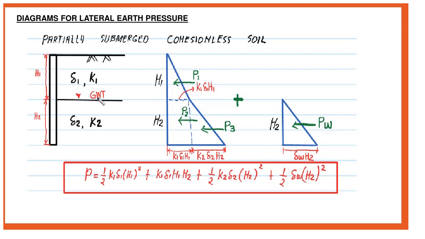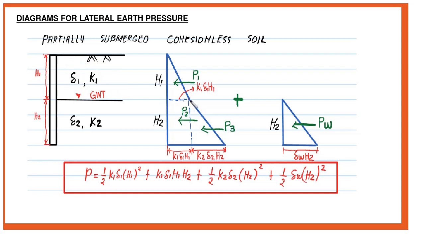So, yung ating pressure distribution diagram dito is that if we have here at the surface, 0. And as our depth increases, magkakaroon na tayo ng pressure dito that is equal to the coefficient doon sa dry, and then yung unit weight dito sa dry times the height of this soil.